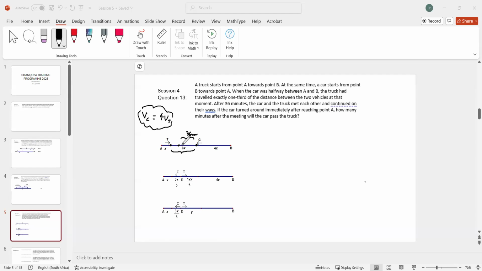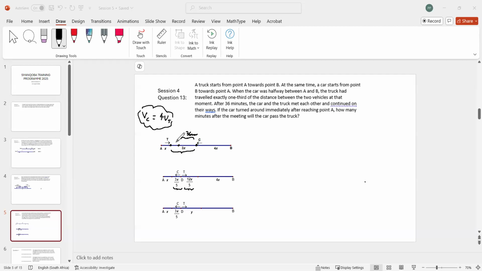So the ratio of the distances will be 1:4, because you want to divide this up in the ratio 1:4, which means this is 1/5. That's how you got 3x over 5 here, right? This part here is 1/5, and this part here is 4/5 of 3x. That's how you get 12x over 5.